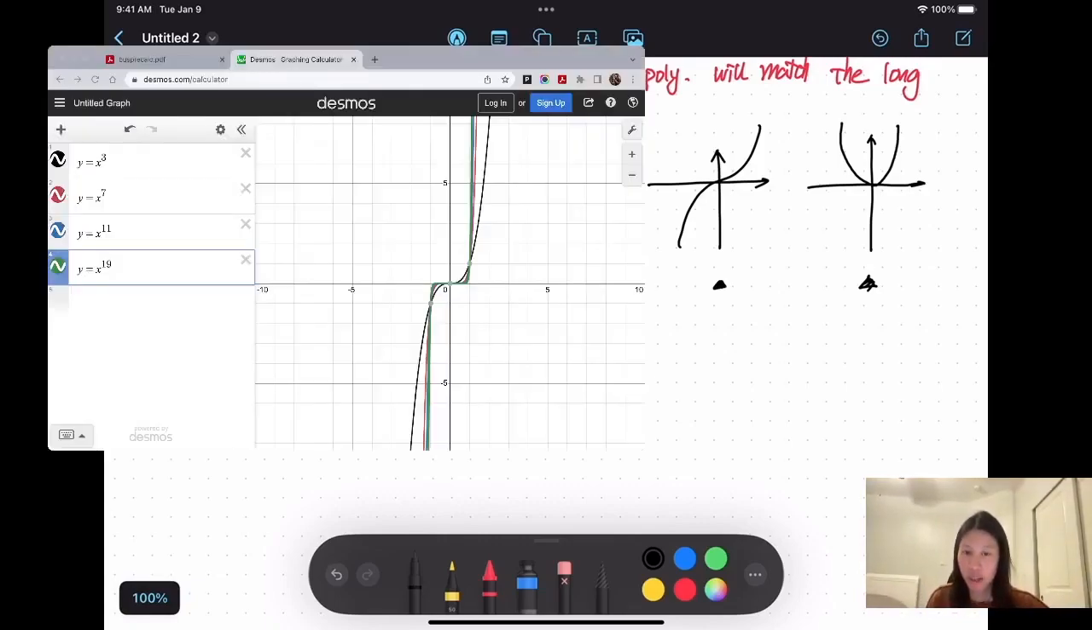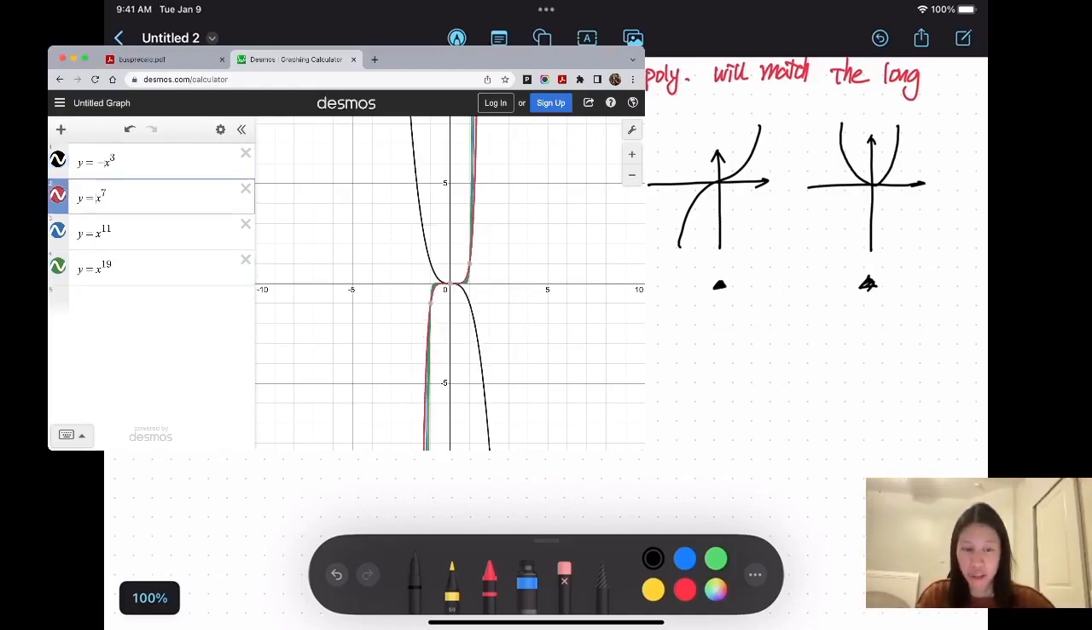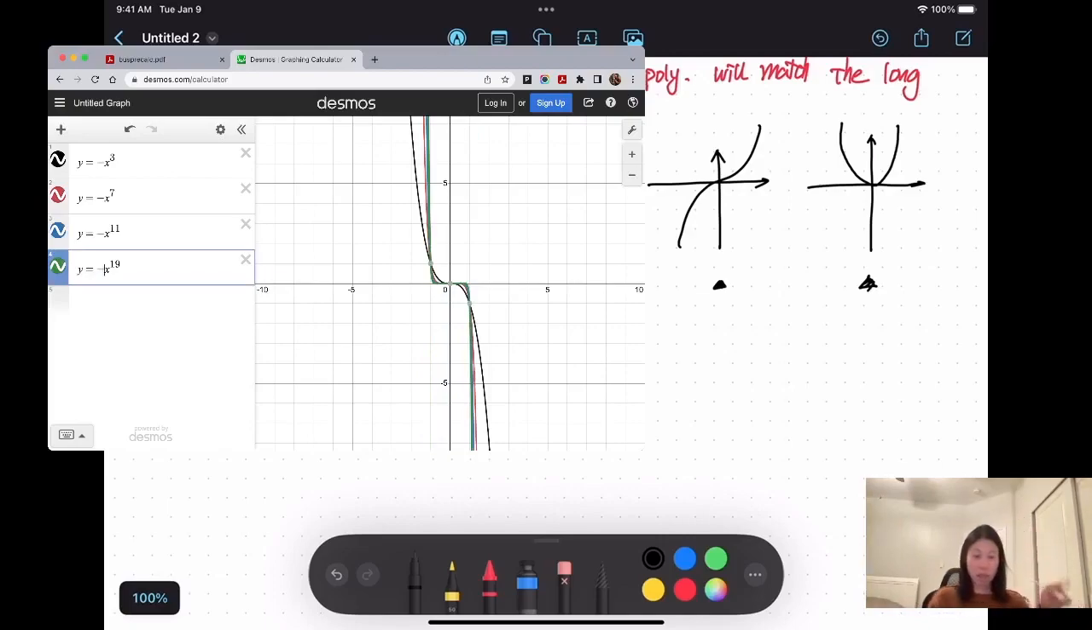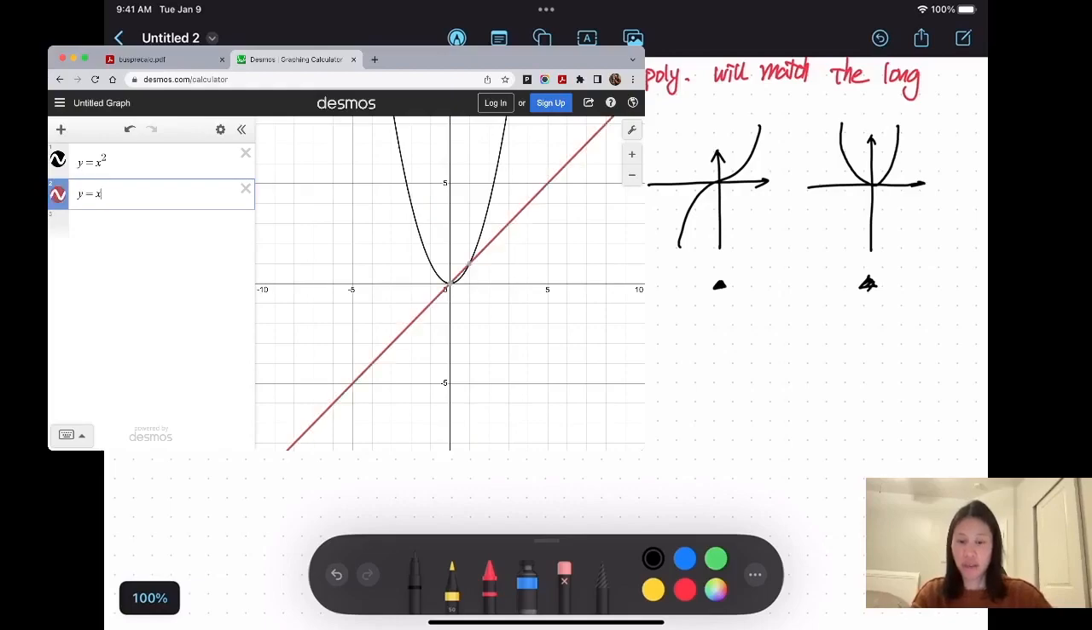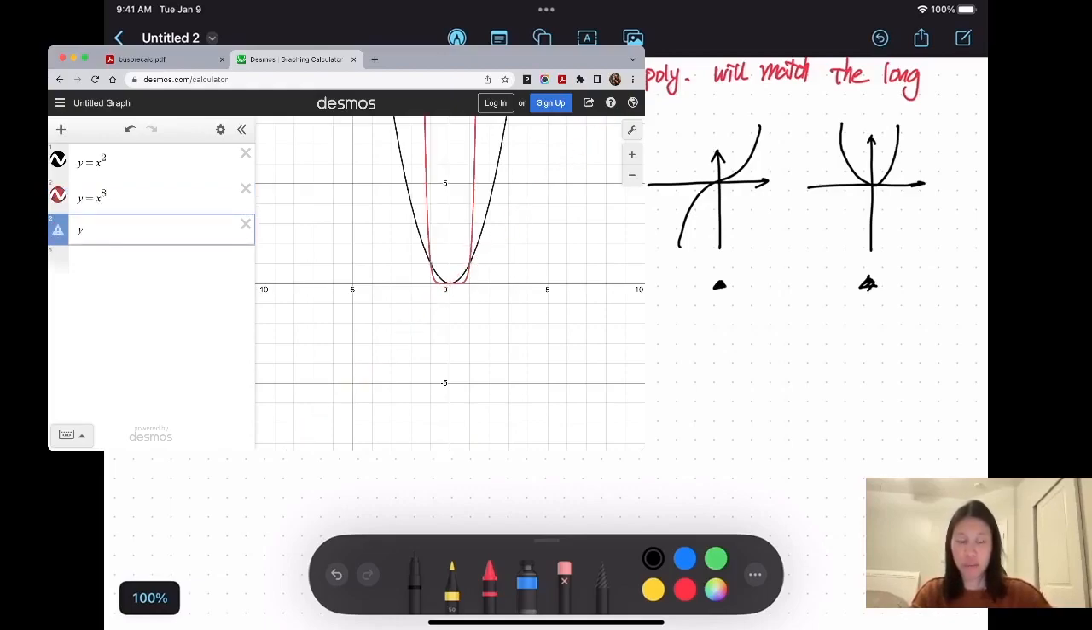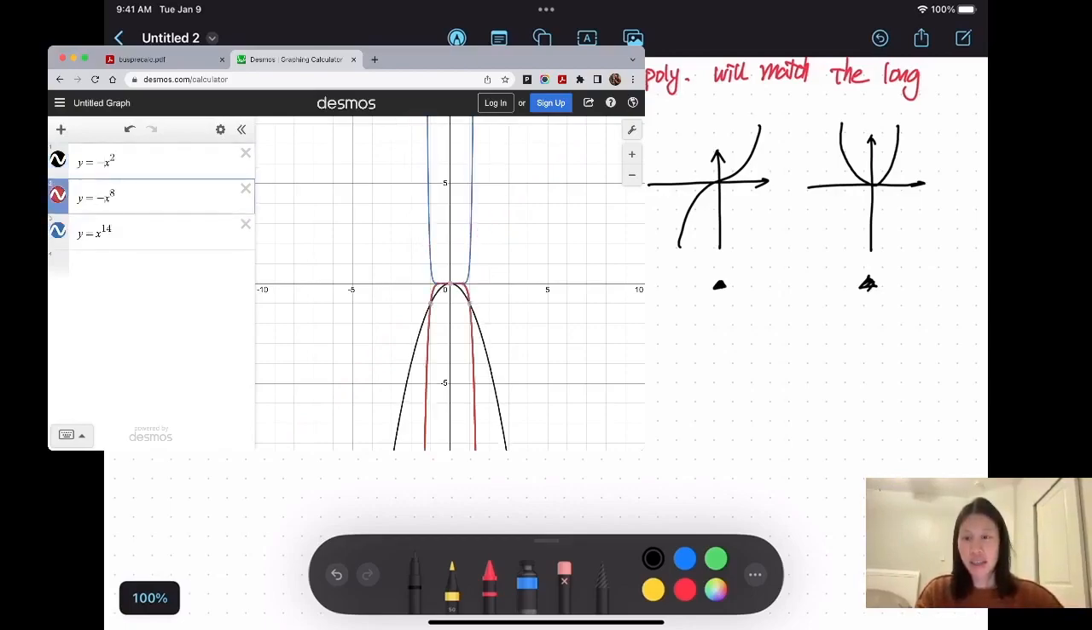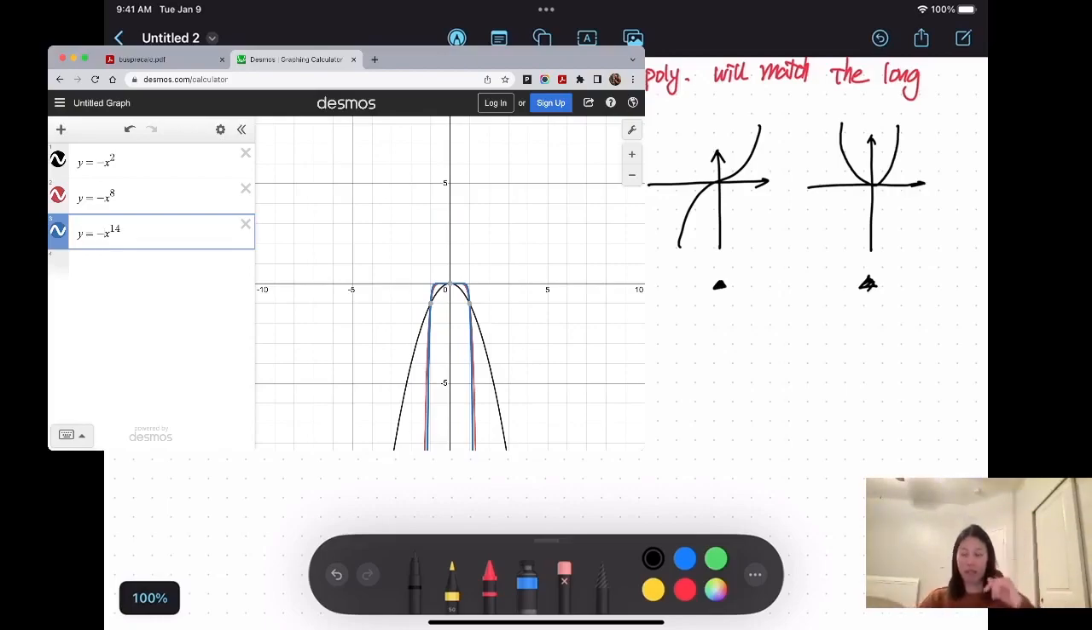What does a negative number look like? For this same graph, if I put a negative, what happened to them? They are mirrored over the x-axis, right? They just flip upside down. So now let's look again at the even numbers. If I have y equals x squared, y equals x to the 8th, x to the 14th, the power is an even number. Now if I put a negative sign in it, what happens to the function? They just flip upside down, right?